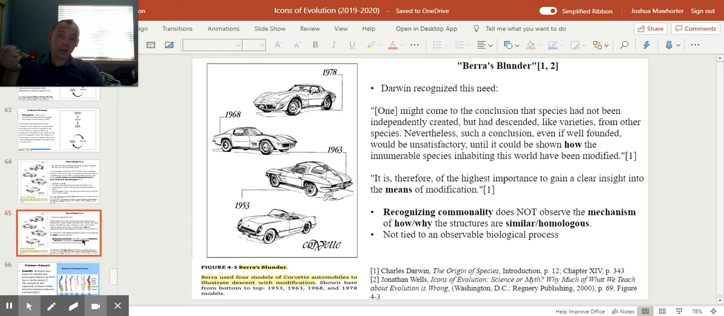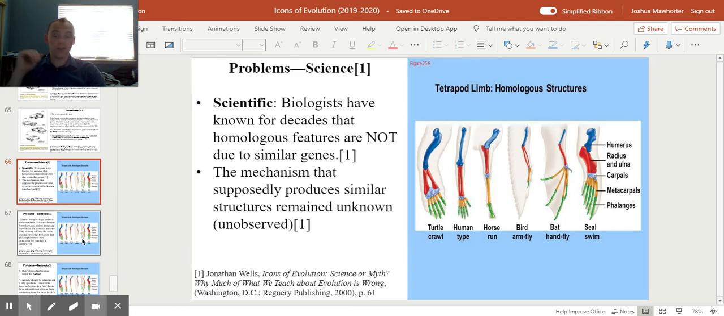It's not demonstrable from the fossil record of this common descent. All we see is that these things look similar, and somebody may say, well, it's from a common ancestor, but that's not necessarily a logical leap unless that can be demonstrated empirically, not just defined in terms of having a common ancestor. There are also scientific problems, not just philosophical ones.